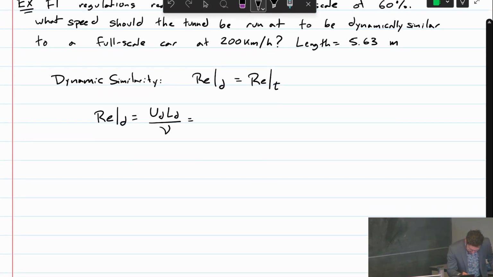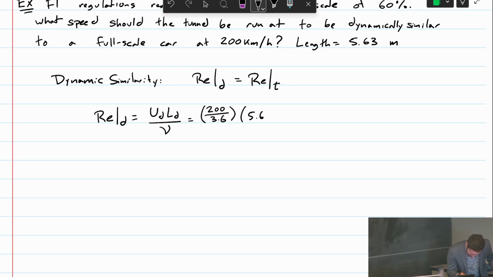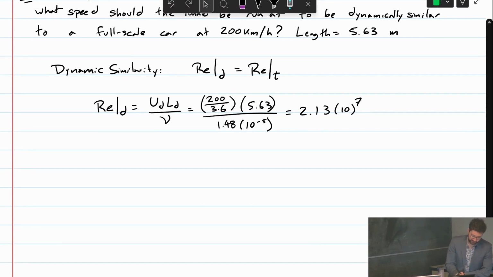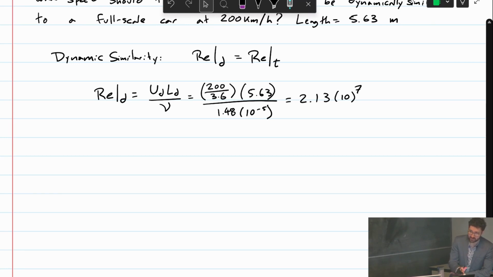So we can compute the design scale Reynolds number now. 200 kilometers an hour is 56 meters per second, times 5.63. And then we'll use air, so 1.48 times 10 to the negative 5. That gives us a Reynolds number of 21 million. So the flow is very highly turbulent, is what this means. This is the Reynolds number our full-scale car is going to be operating at. It's the Reynolds number regime.